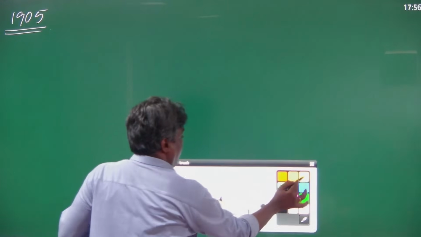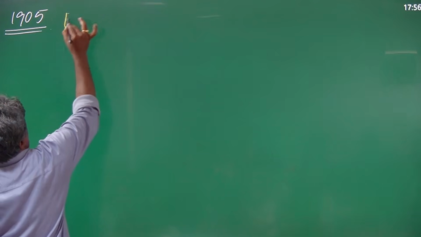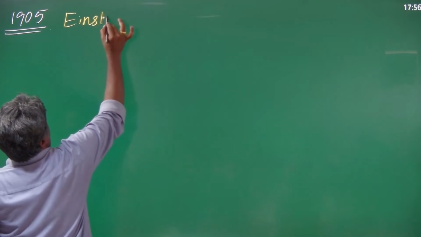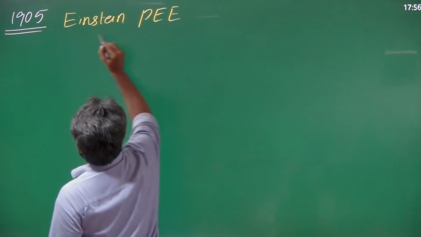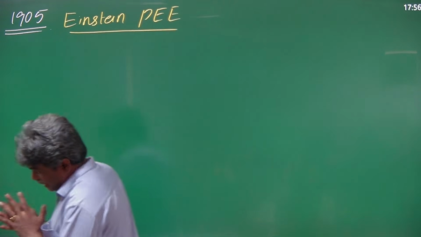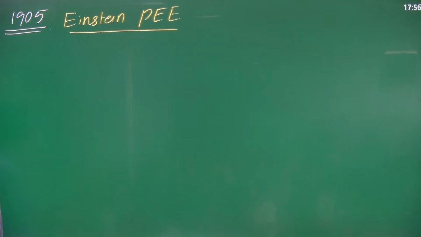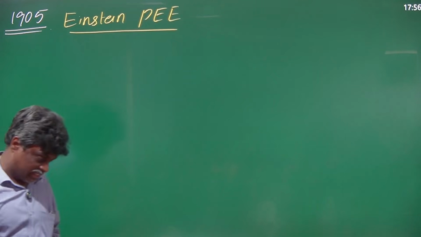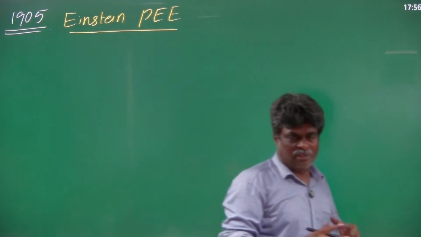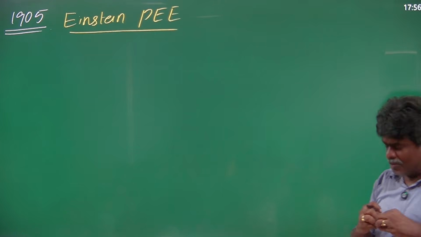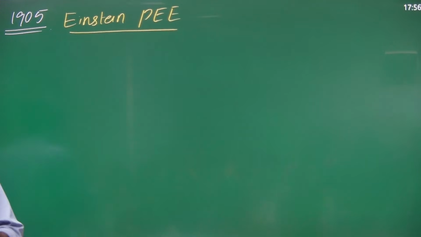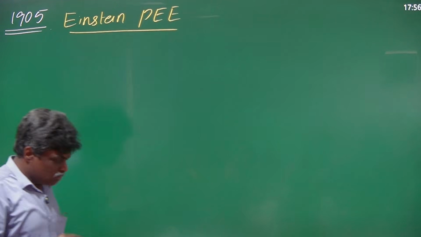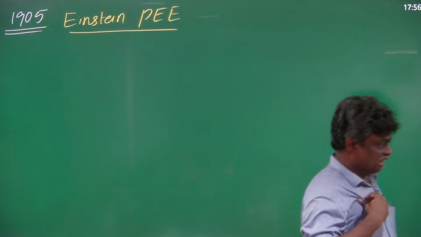Next, 1905. What happened? Einstein's photoelectric effect. This is the beautiful thing. All of you listen carefully, please. It's a beautiful phenomenon and it's amazing. And how the genius got the ideas, I will also share with you. So what is the problem with this photoelectric effect?